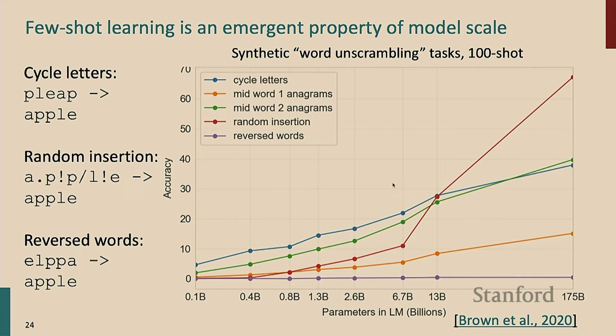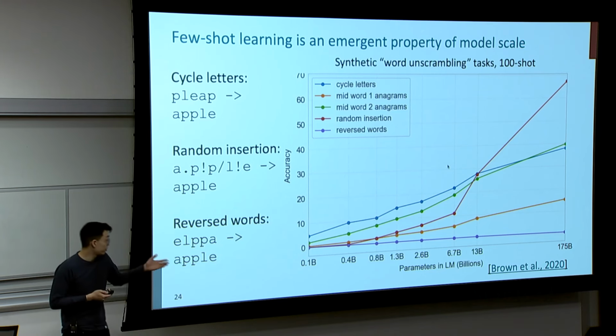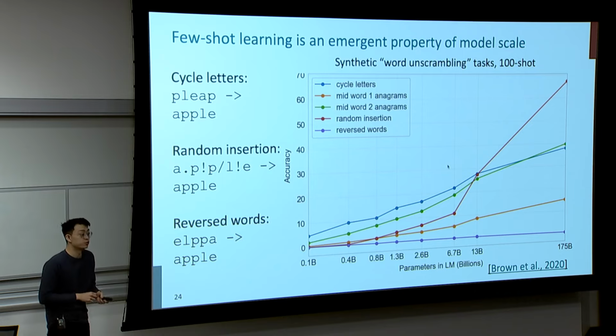So these include things like cycling through the letters to get the uncycled version of a word, so converting from P-L-E-A-P to apple, removing characters added to a word, or even just reversing words. Right? And what you see here is performance as you do few-shot learning, as you increase the model size. And what you can see is that the ability to do few-shot learning is kind of an emergent property of model scale. So at the very largest model, we're actually seeing a model be able to do this exclusively in context.